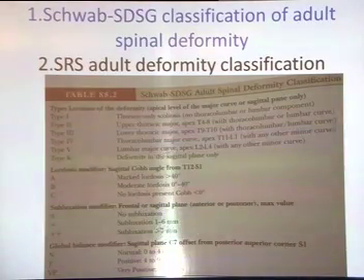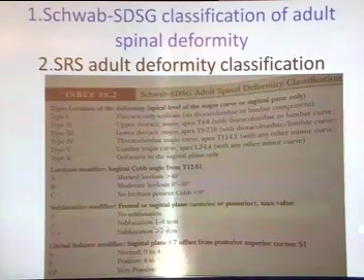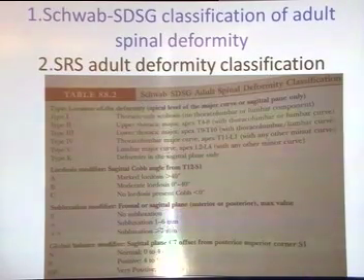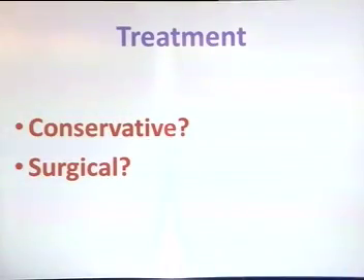And the global balance modifier, as I have mentioned earlier, is normal at 0 to 4 centimeters. If the C7 to posterior superior corner of S1 offset is 4 to 9.5 centimeters, it is positive, and more than 9.5 centimeters it is very positive. So, about the treatment: always conservative first.